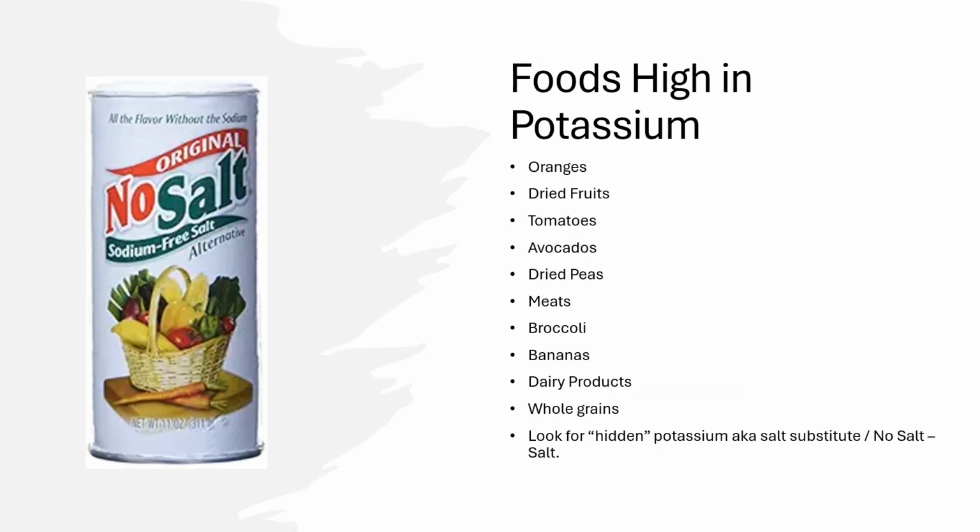So these are my foods that are high in potassium. We've got oranges, dried fruits, tomatoes, avocados, dried peas, meats, broccoli, bananas, dairy products, whole grains. You also want to look for hidden sources of potassium, which are salt substitutes, like no-salt salt. Because for no-salt salt, instead of using sodium, they use potassium.